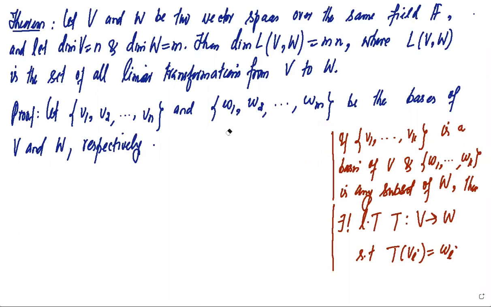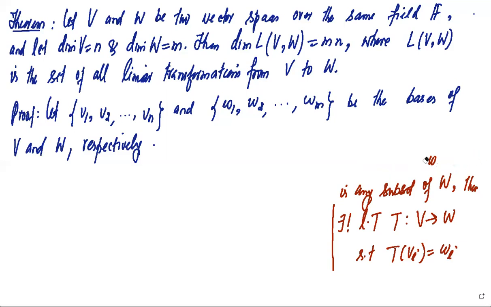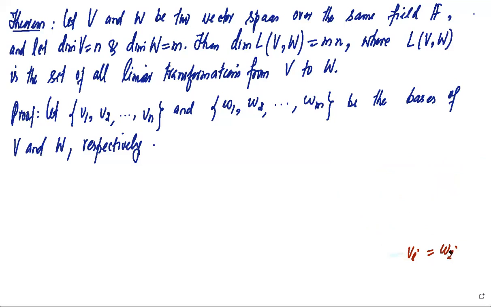We will use this theorem here, because here we also have a basis of V, and then we also have a subset of W. So the basis that we choose is V1, V2, Vn, and the subset will be W1, W2, Wm. On these two sets we will use that theorem, and then we can define a linear transformation from V into W such that T of Vi is equal to some Wj here.